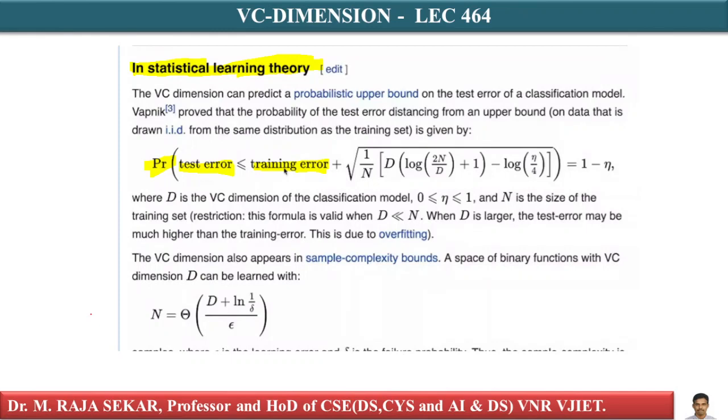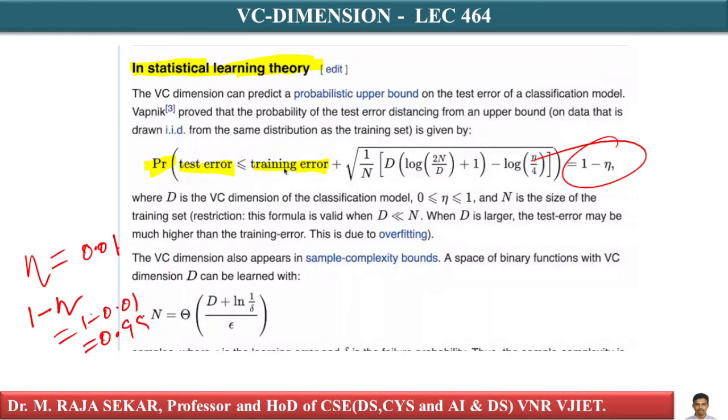Let's assume your eta. Let me say eta is equal to 0.01. Then what is my 1 minus eta? What is this particular value? 1 minus 0.01, which is nothing but 0.99. So you can say that your test error is less than or equal to training error plus some constant. Let me say this is some constant C. We can compute this constant C.